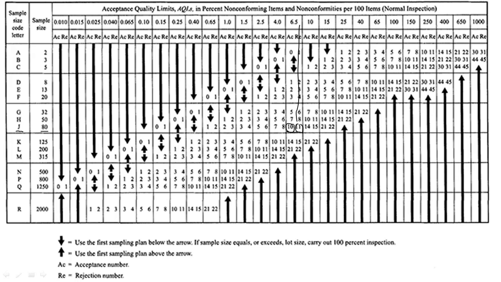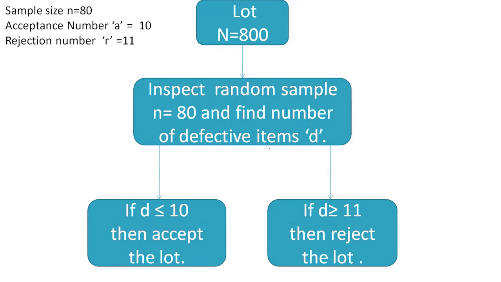So from this table we have found three values: sample size of 80, acceptance number of 10 and rejection number of 11. From these three values we can now draw the single sampling plan.